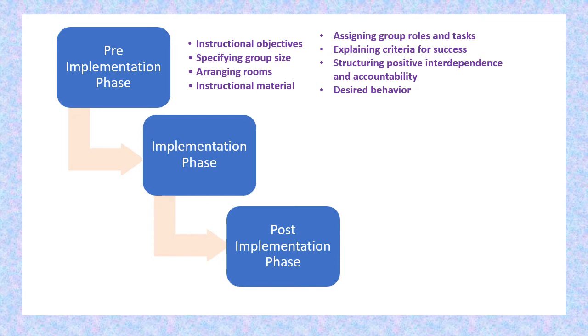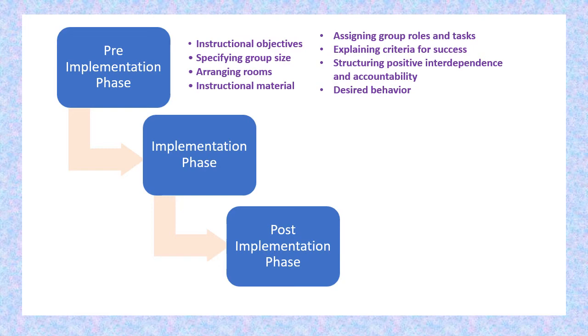Instructional objective. The instructor must explain why he or she is using cooperative learning and must tell its benefits. Second is group size. It can range from 4 to 8 depending on the strategy used. Groups can be homogeneous or heterogeneous depending on the strategy. Third is arranging rooms. Group members should be close to each other in order to participate in the activity, and they should be facing each other.